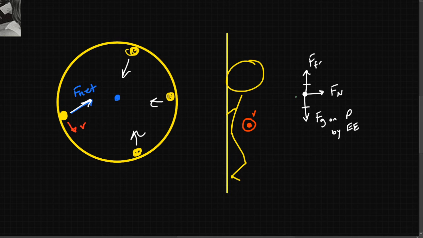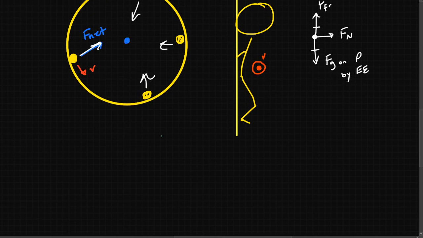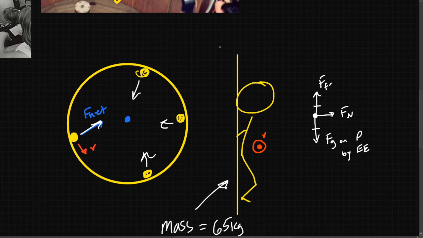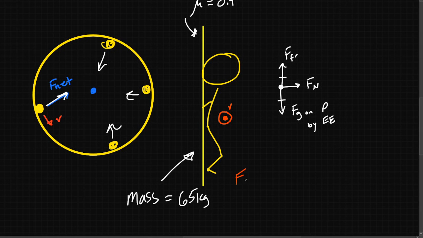All right, so let's think about a question I could ask you on this. Here's a good one. So we'll set this up. If this person has a mass of, let's say, 65 kilograms, and let's say that the mu value for the friction here is equal to 0.4. Find how fast they have to be moving. How quickly must they be going around in this circle in order to make this happen?